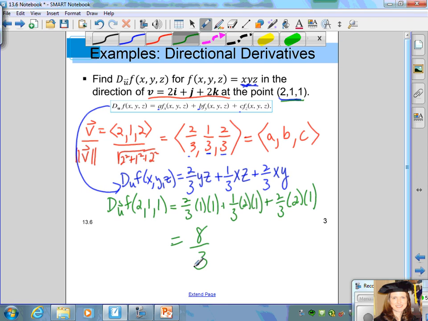So for this function of three variables, the change in f at the point here, looking in the direction of this vector, is 8/3.